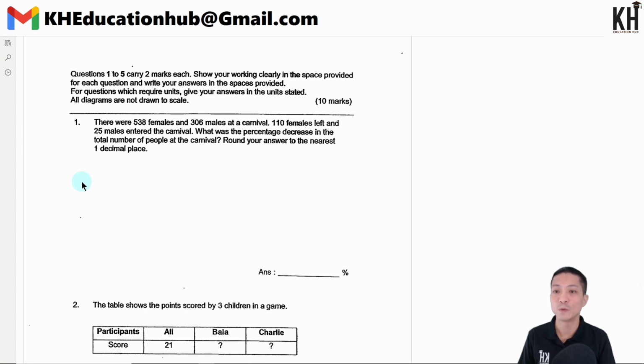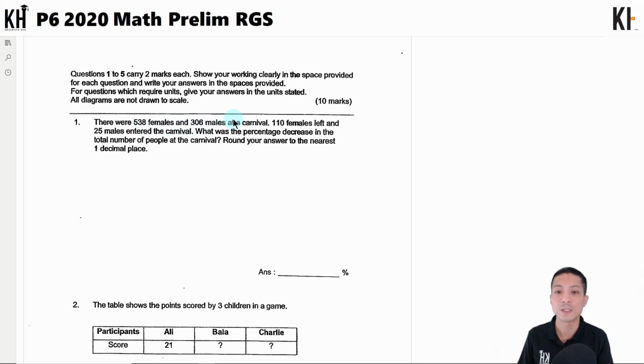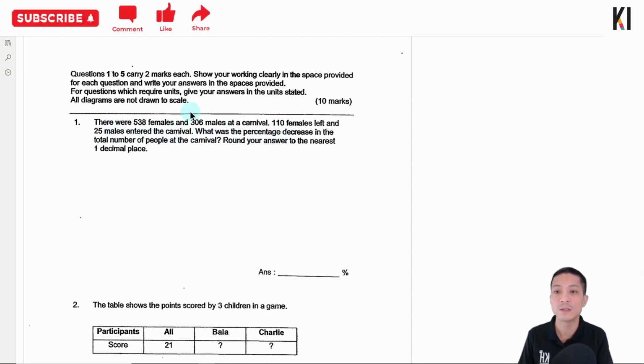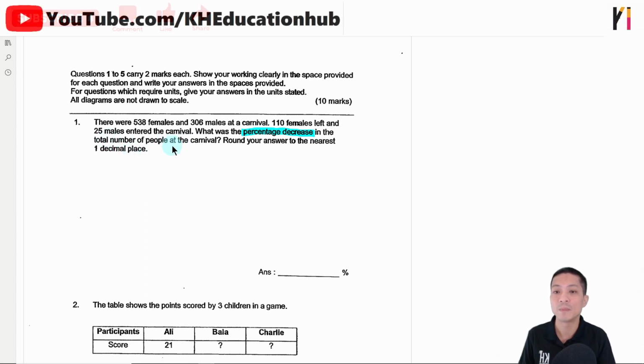Okay, let's move on to paper 2, question 1. There were 538 females and 306 males at the carnival. 110 females left and 25 males entered the carnival. What was the percentage decrease? Okay, so we need to find the percentage decrease in the total number of people in the carnival. Okay, round off your answer to the nearest 1 decimal place.